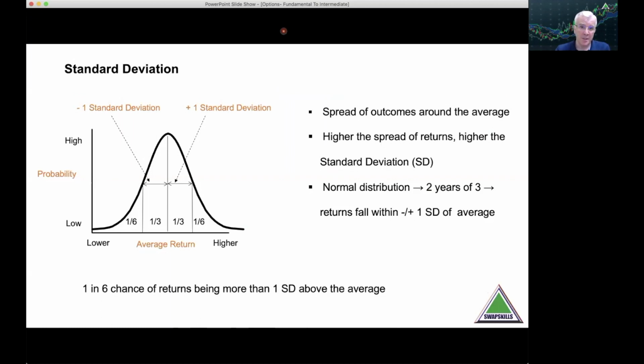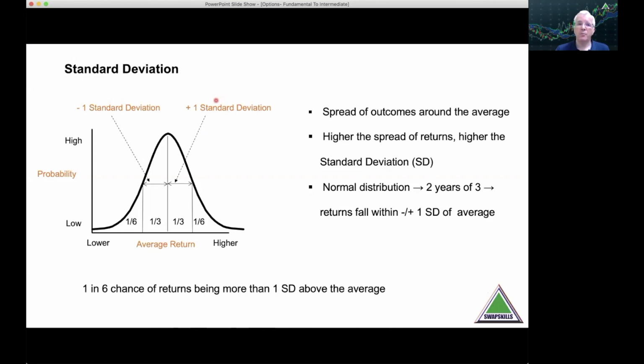Now, a key part of the discussion on volatility is standard deviations. If you look at the distribution of, say, share prices, FX rates, equity rates, you'll find that if we look at a forward forecast of prices, most of the prices will fall within a 2 standard deviation range. Two-thirds of the levels will fall within a 2 standard deviation move.